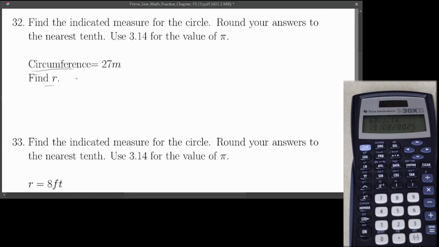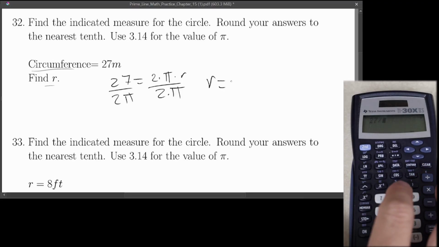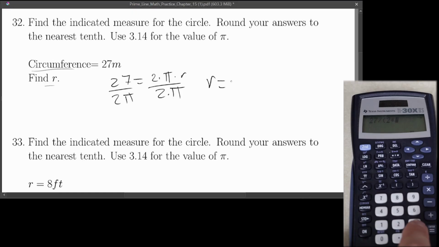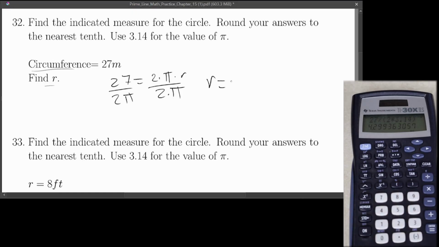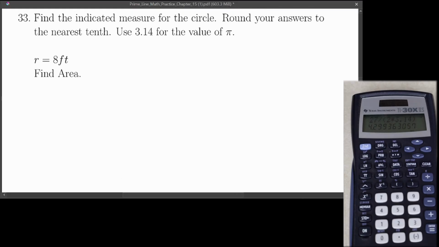Okay, we've got circumference, we want to find radius, so remembering that our circumference equals 2 times pi times our radius, we'll divide by 2 pi, and our radius equals 27 divided by 2 times 3.14, and we get 4.2993. We're rounding to that decimal place, so 4.3 for our answer. And our units are in meters.